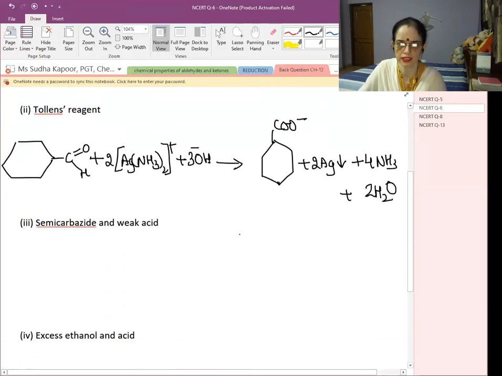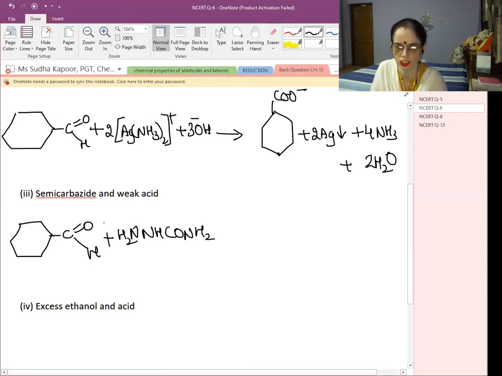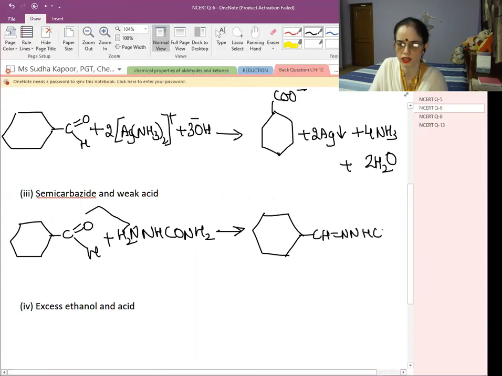Now in the other case, what we have been provided is cyclohexane carbaldehyde. Cyclohexane carbaldehyde is treated with semicarbazide, NH2, NH, CO, NH2. I just told you that must remember that the NH2 is not to be removed from the CO part. So this water is eliminated from here, and we will be getting here the semicarbazone related to it, CH double bond N, NH, CO, NH2.